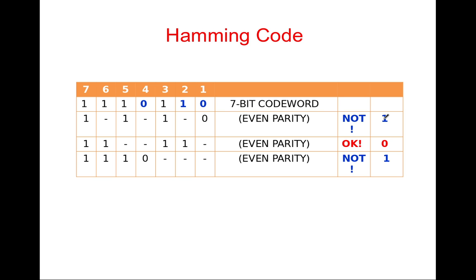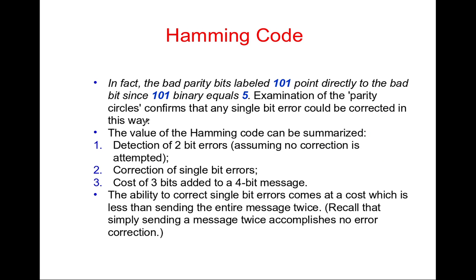So 1 means there is an error and 0 means there is no error. At bit position 4, this is 0 and the rest of the 3 bits are 3 ones. That's why once again this is an error. So the overall value of 101 gives the exact position of the error. 101 means 5. That means bit number 5 was in error. So this is what we have seen.